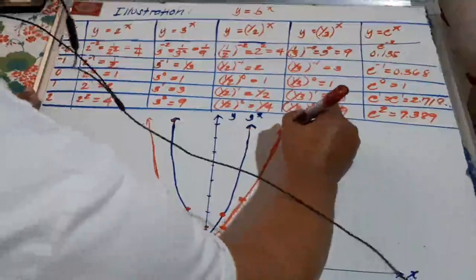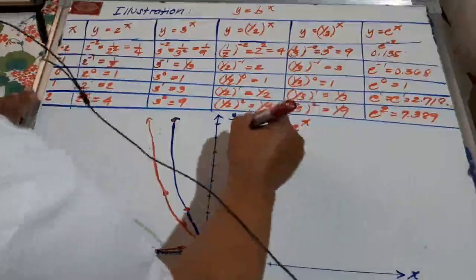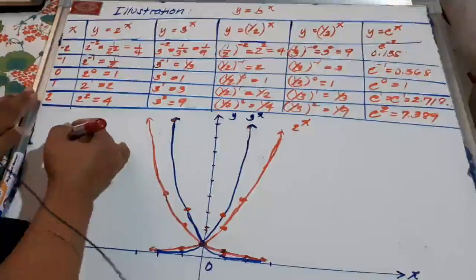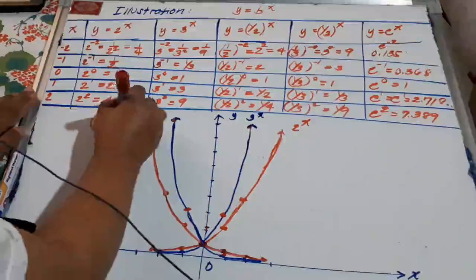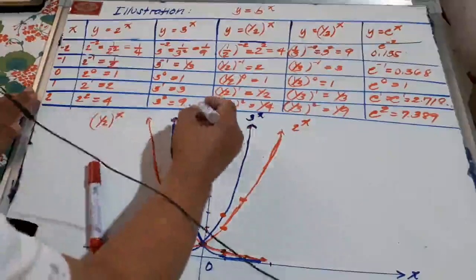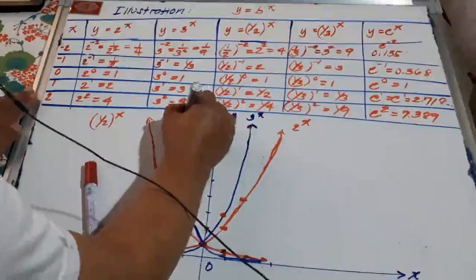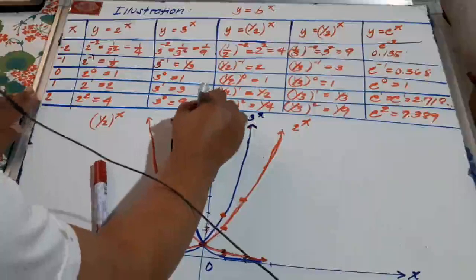So, ito si 2 to the x. Ito yung 3 to the x. This is 1 half to the x power. And this is 1/3 to the x power. Okay.